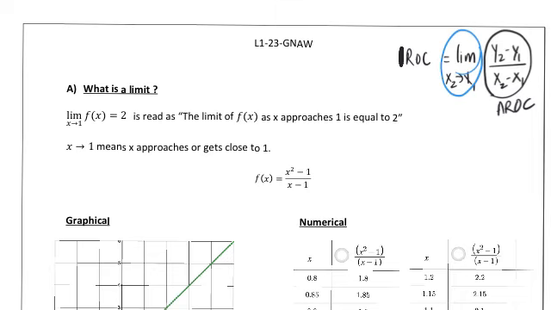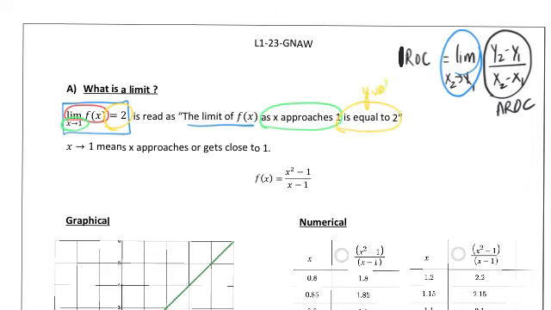First of all, let's be clear about how to read this equation here. That is going to be read as the limit of f of x, right? So that's this piece of it, the limit of f of x as x approaches 1, that's this piece here, is equal to 2, right? So remember that the limit is a y value, and the x approaches 1 is the x values. So x approaches 1 means x gets closer and closer to 1.